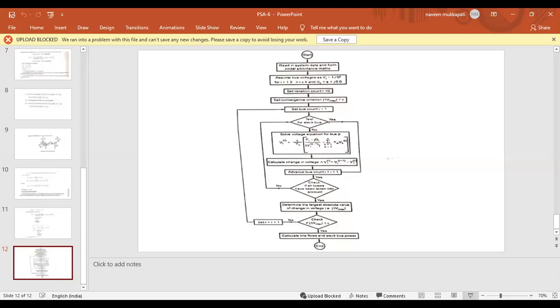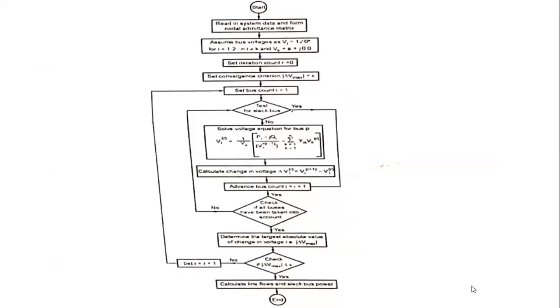Next, coming to the flow chart. First start the program. Next, read the system data from the nodal admittance matrix. Next, assume the bus voltages Vi is equal to 1 at an angle of 0, for i equal to 1 to n. Next, set the iteration count.